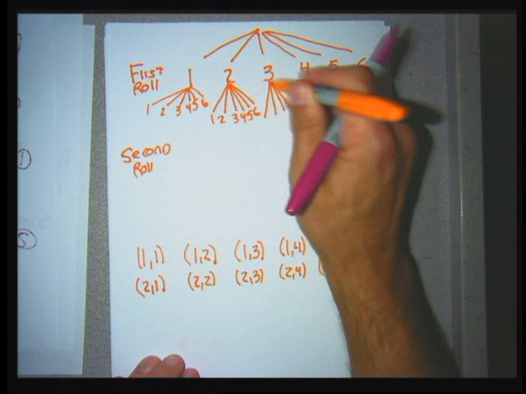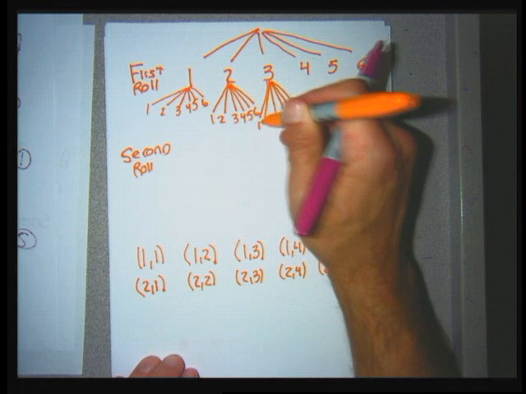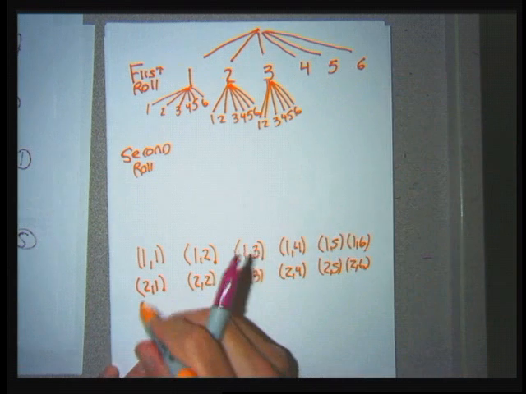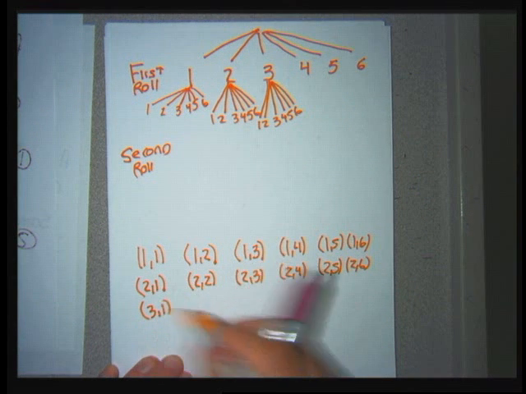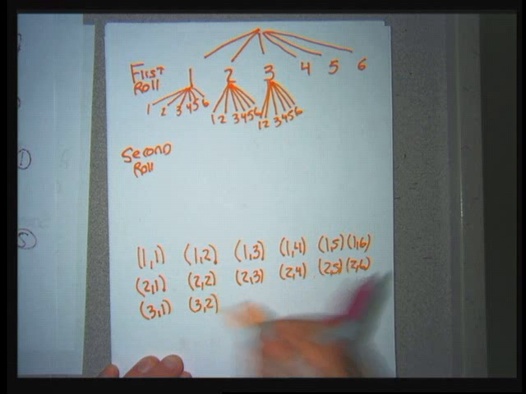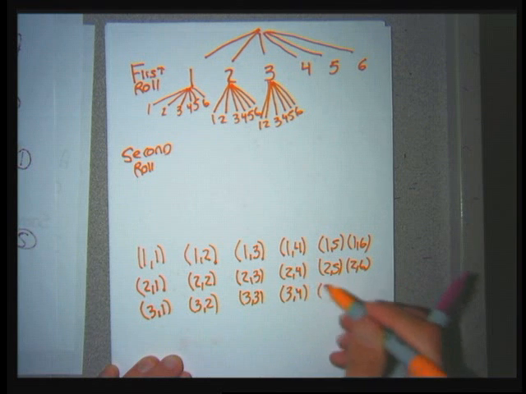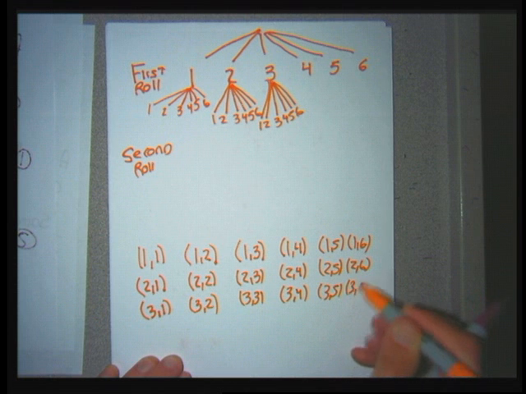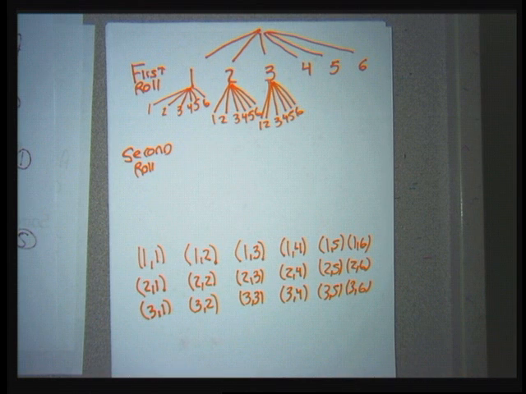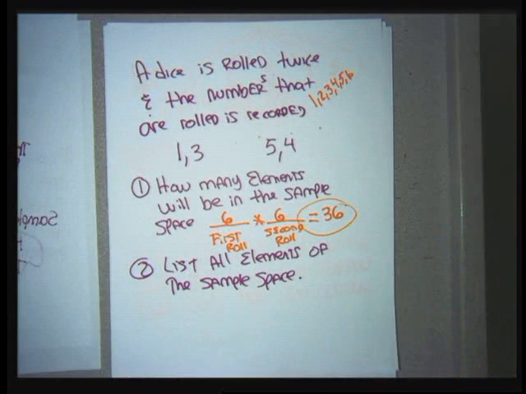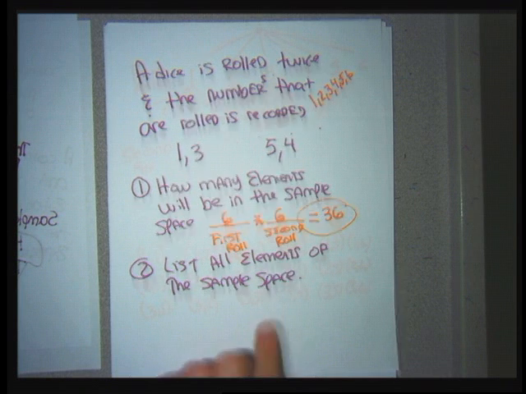The next thing I would do with this tree is from the 3, I'd make 6 branches and write the numbers 1 through 6, and that's going to represent getting a 3 first and a 1 second, a 3 and a 2, a 3 and a 3, a 3 and a 4, a 3 and a 5, and a 3 and a 6. I have to remember how many items I'm trying to get. I'm trying to get 36 elements in my sample space. If I get more than 36, I've messed up and have something in there twice. If I get less than 36, I probably missed something.